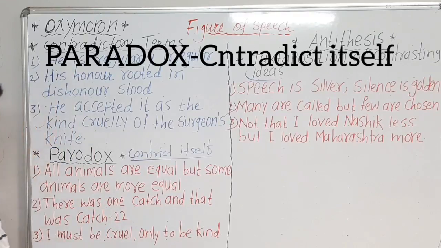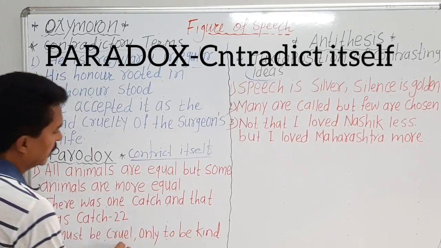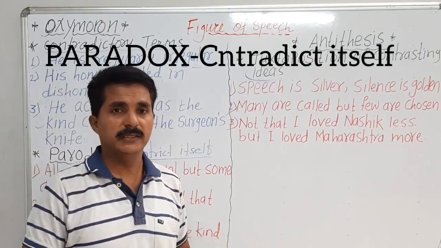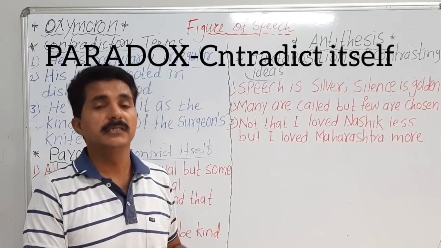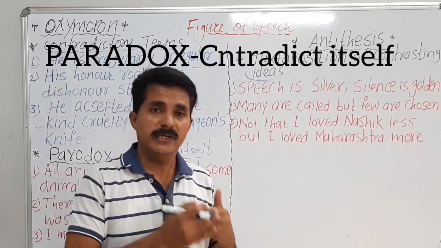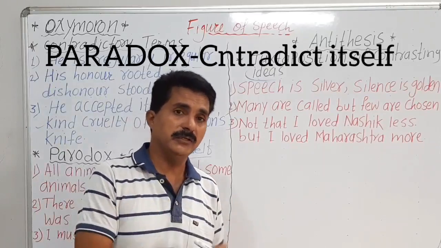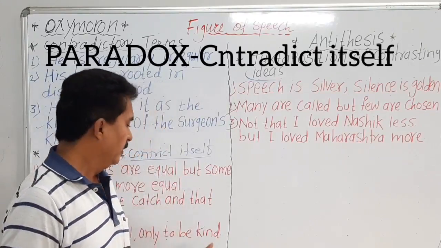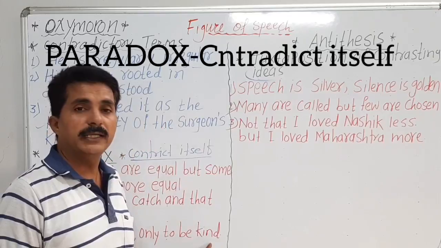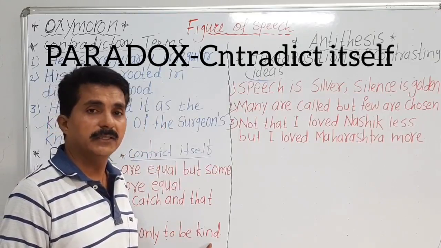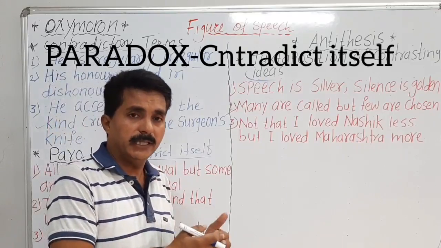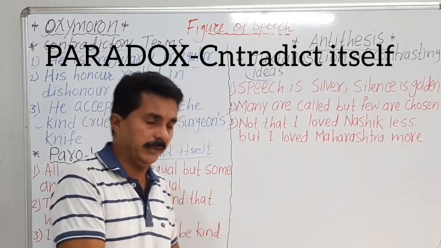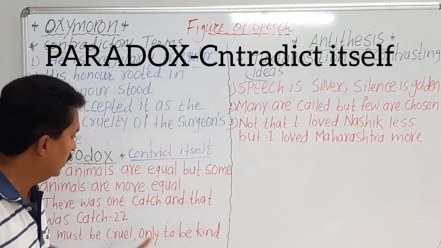Now let us see the last example. I must be cruel only to be kind. A doctor can say this, or a father can say this. If a father becomes very strict with his children, actually he becomes cruel. And why does he become cruel? Definitely something is there, that is kindness. He becomes strict with his children so that children should not behave badly, and that's why that cruelty is for kindness.